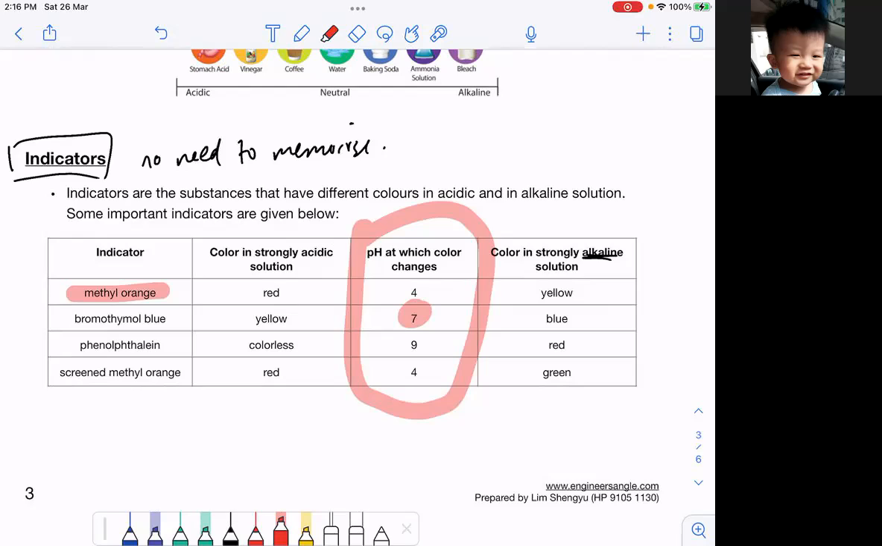So they can have a different changing point, but it doesn't matter. If I'm testing for something very acidic, the pH should be near 1 or 2. If I'm testing for something very alkaline, the pH is near the top, 13, 14. Right? So despite the color change at a different pH, it generally still works. Okay, so these are indicators.